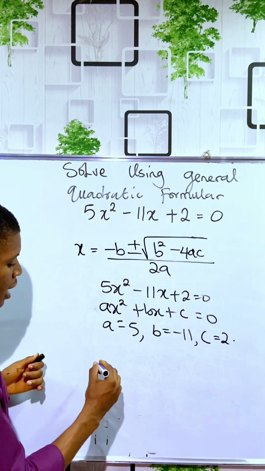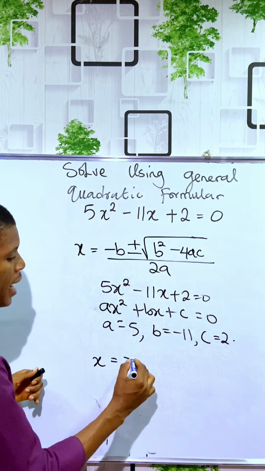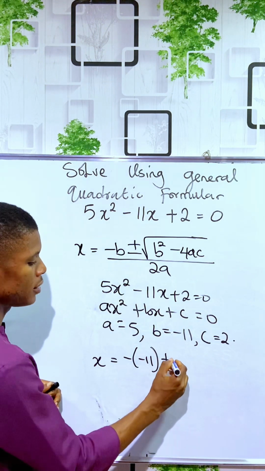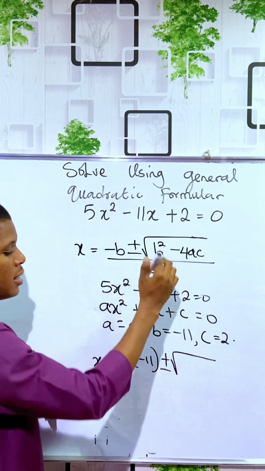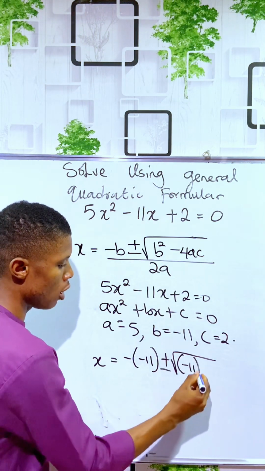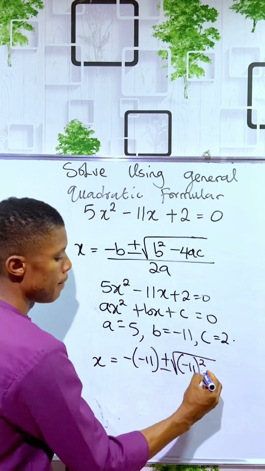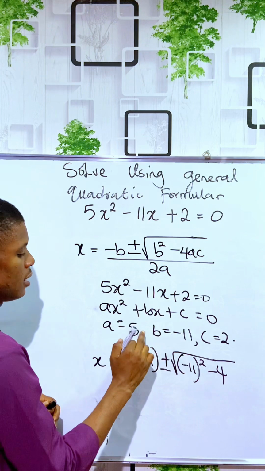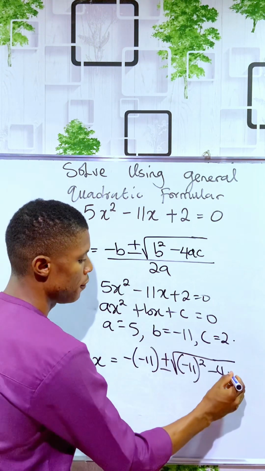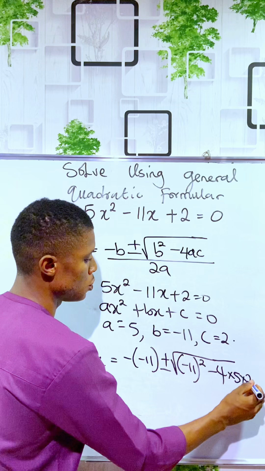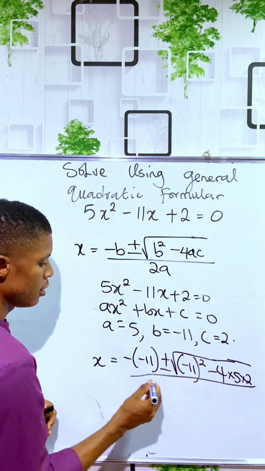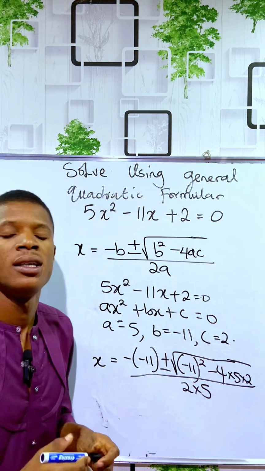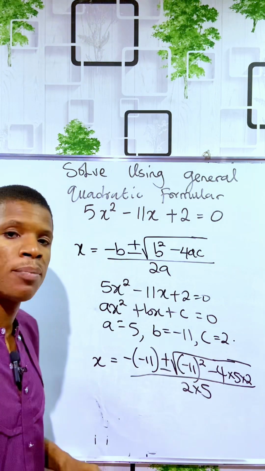That means our x is equal to minus b, which is minus 11, plus or minus the square root of b, which is minus 11 all squared, minus 4 times a, which is 5, times c, which is 2, divided by 2 times 5 because our a is 5. The next thing we are going to do is simplify.